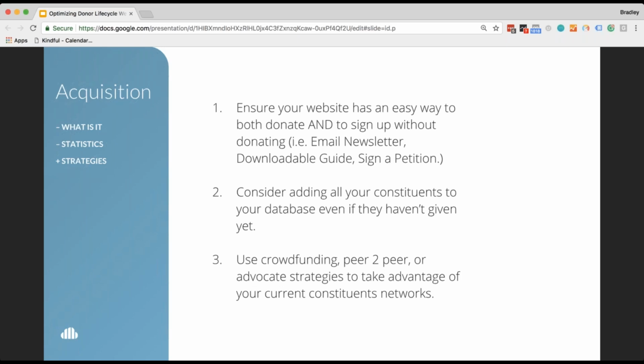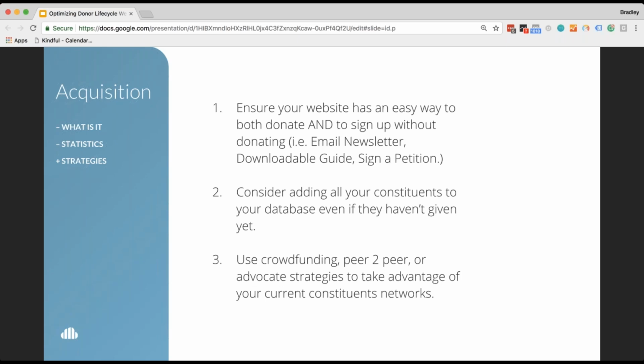So first off, ensure your website has an easy way to both donate and to sign up without donating. What do I mean by that? Some examples could be that you have an email newsletter: stay in touch, learn about what we're doing. Maybe in some cases, a downloadable guide or PDF might make sense.